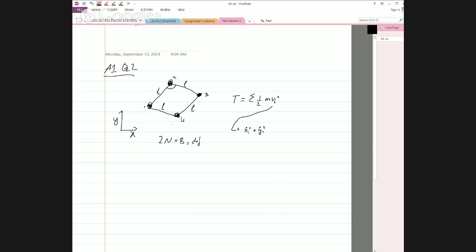So because of these constraints, there are 4 rods, and each rod provides a constraint, and that constraint is that the distance between any 2 masses is fixed, right? So you have, for example, (x2 minus x1) squared plus (y2 minus y1) squared equals L squared, right? That's a constraint. Yeah, a question or?